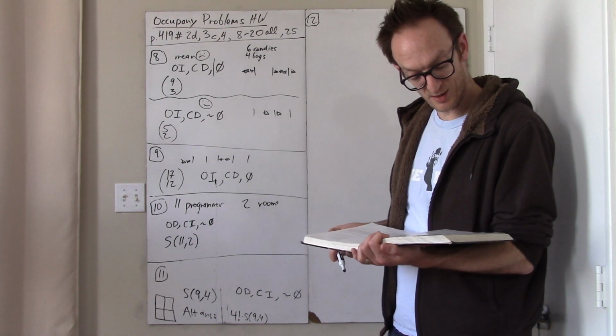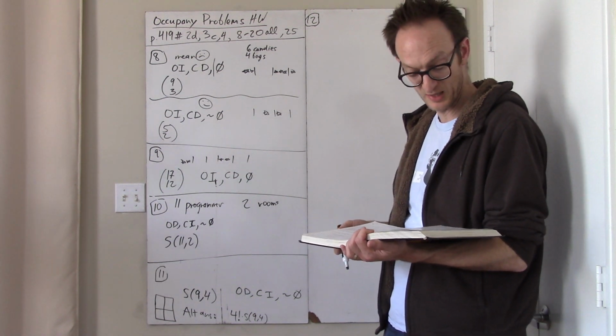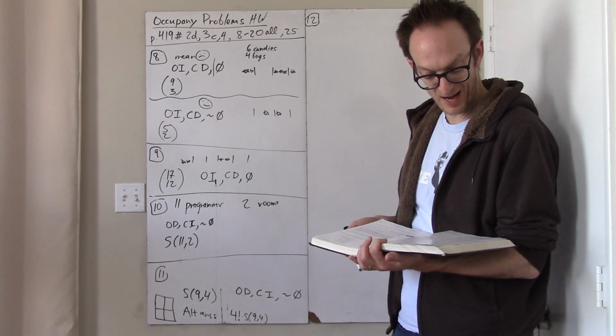Okay, 12! I have 7 new quarters that I wish to place into my 2 front pockets. I really don't care which pockets the coins end up in. In how many ways can I pocket the quarters?